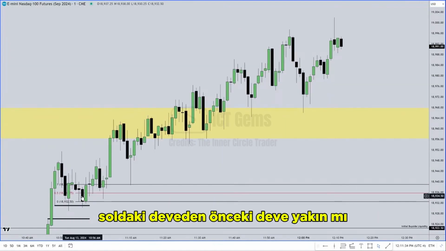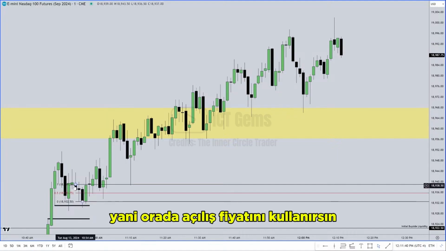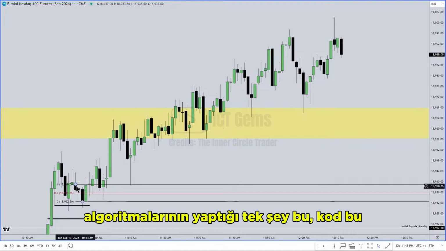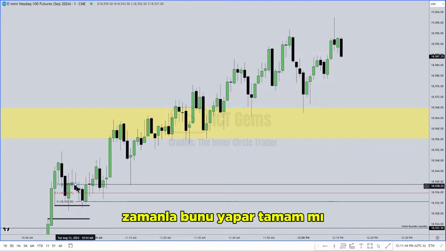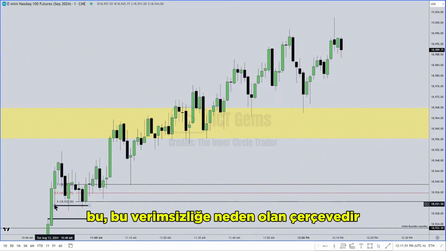But the point is you have the down close candle here. Is there a down close candle prior to that one to the left? Yes. And it does it here? Yes. And then you don't have it here. So you use the opening price there. That's all their algorithm's doing. That's the code. That's what it does. By time, it does this. Okay, it touched here. Why? Why is that important? Because this is the framework that causes that inefficiency.